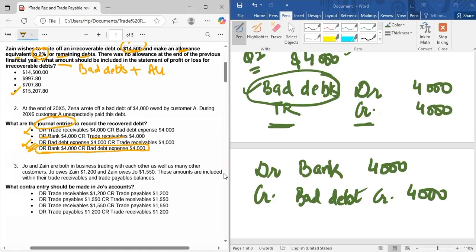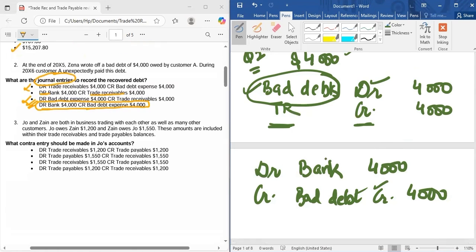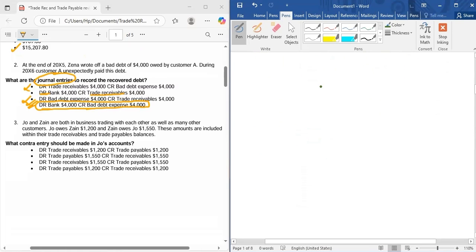Okay, so be very careful not to credit trade receivables, because we have already cancelled the account. Okay, we have already removed the trade receivables from our books. What is left is bad debt expense, okay, which was not actually our expense. So when we initially debited it, now we will credit it. Okay, we will remove that, we will remove the effect. Now let's move on to question number 3.